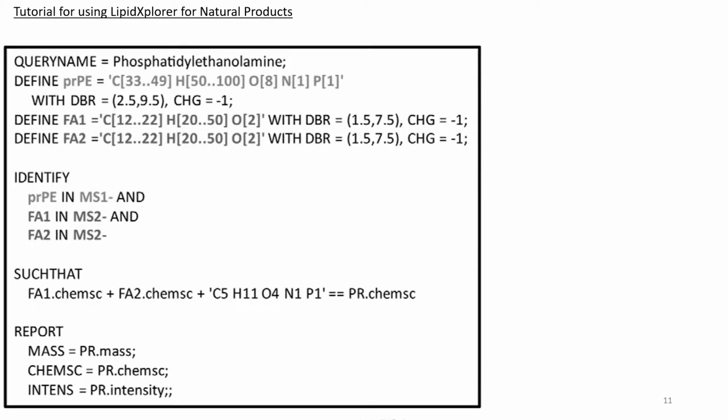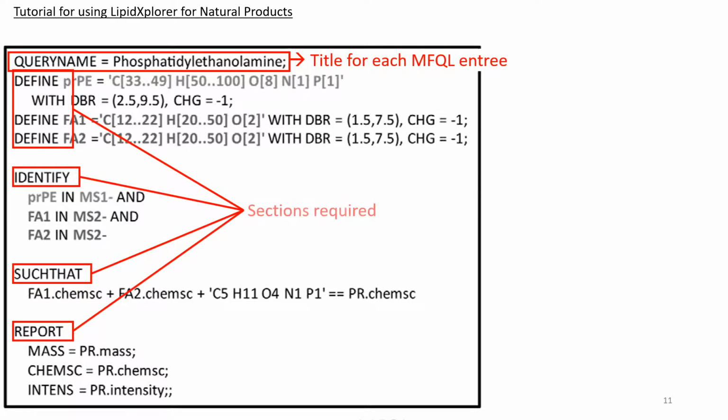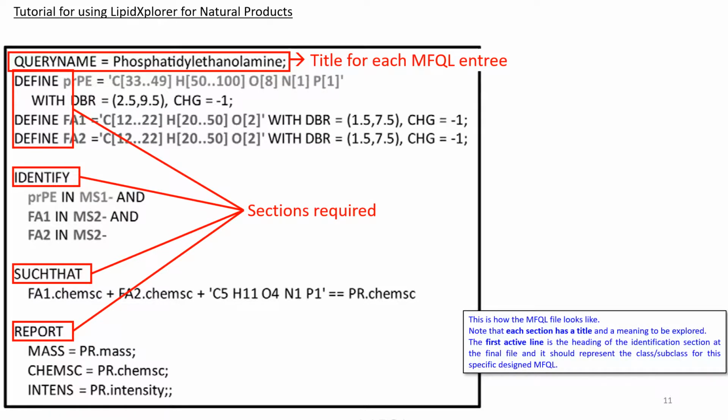So this is how the MFQL files look like. Note that each section has a title and a meaning to be explored. In this first active line, we have headings for the identification section in the final file, and it should represent the class or subclass for each specifically designed MFQL entry.